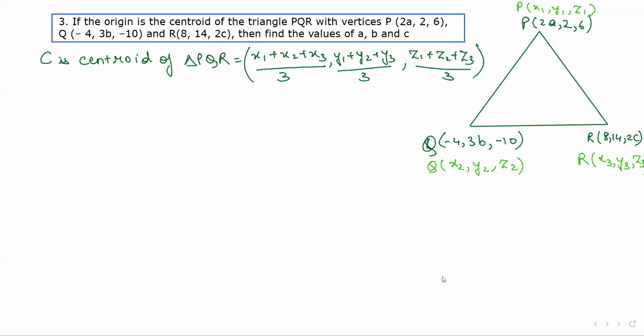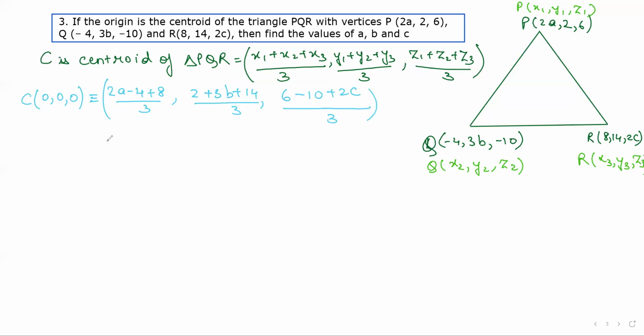So by this information, we can say that C, which is the origin, so its coordinates are (0, 0, 0), will be equivalent to applying x1 as 2a, x2 as minus 4, x3 as 8, and so on. We get (2a minus 4 plus 8) divided by 3, (2 plus 3b plus 14) divided by 3, (6 minus 10 plus 2c) divided by 3. Here, you will equate them, equating both sides.